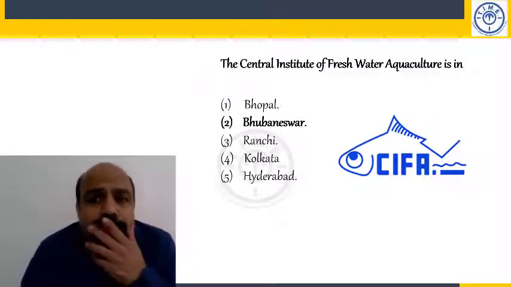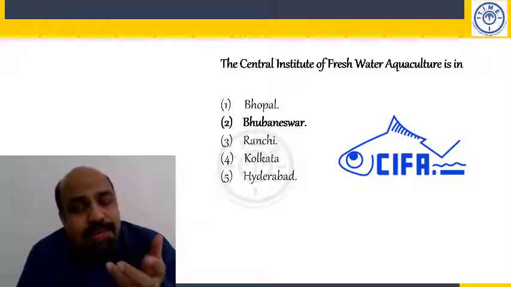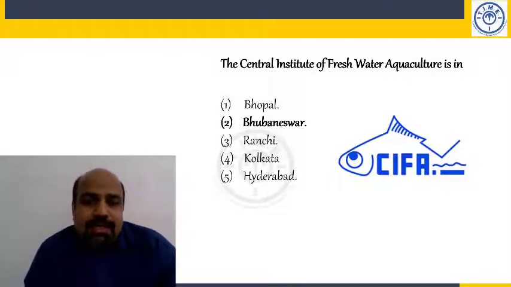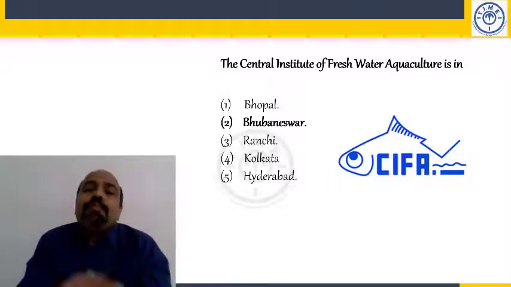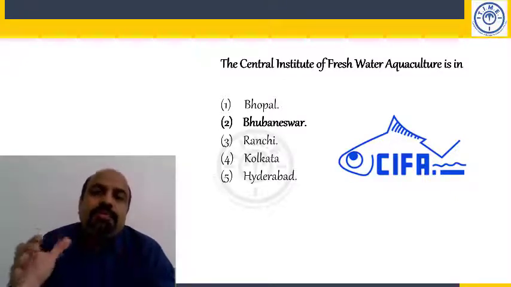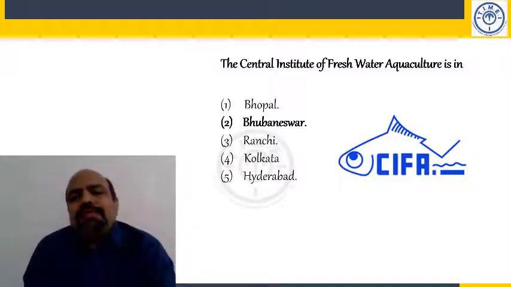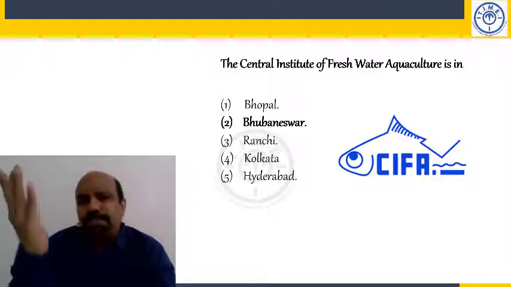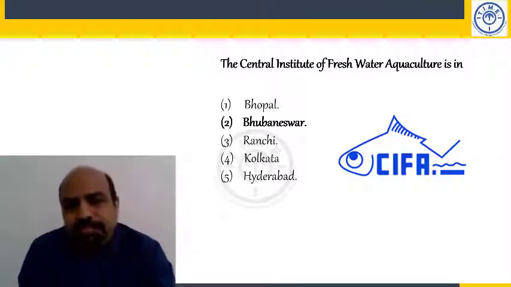So, freshwater aquaculture. Bhubaneswar, as you know, is the capital of Odisha, and the best thing about the name is that it's named after Bhagwan Shiv. Bhubaneswar, Lord of the world. It actually comes from Tribhu, that is 3 worlds. So, Lord of the 3 worlds is Bhagwan Shiv.